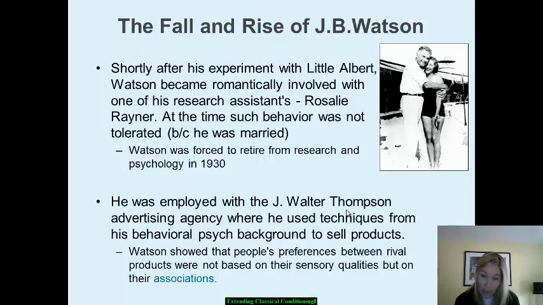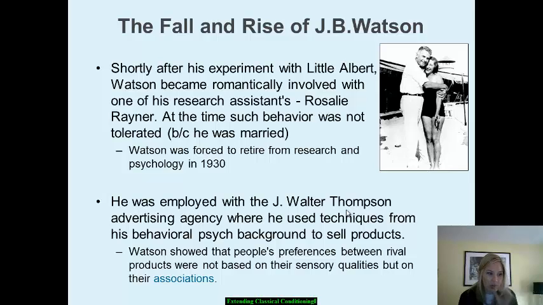After all of this goes down, though, he does end up being employed by a guy named J. Walter Thompson, who had a very famous, very successful ad agency at that point in time. And he is going to use J.B. Watson as a means of understanding the human psyche to sell products. Basically, what J.B. Watson does is he takes his behaviorist psychological background and applies it to the concept of advertisement to get people to buy J. Walter Thompson's products over another. Because what Watson showed through his research was that our preferences between rival products, like Coke and Pepsi, are not based on our sensory qualities.